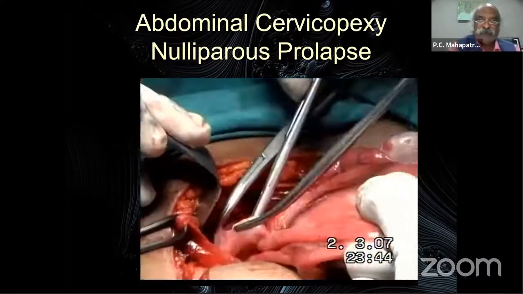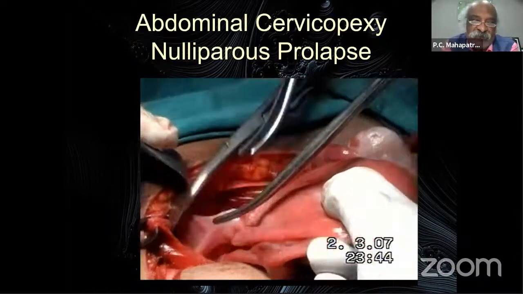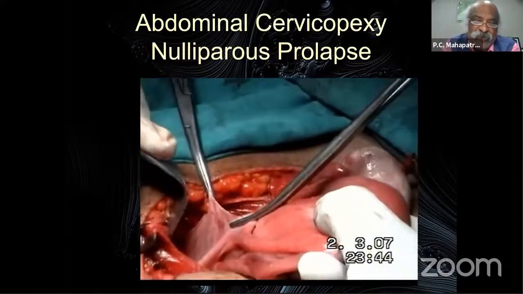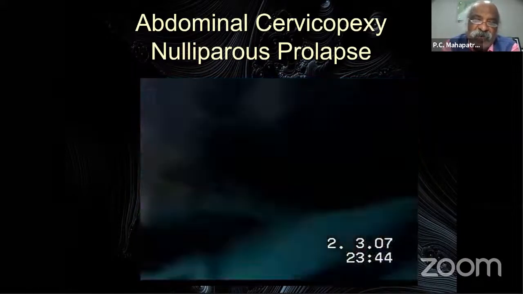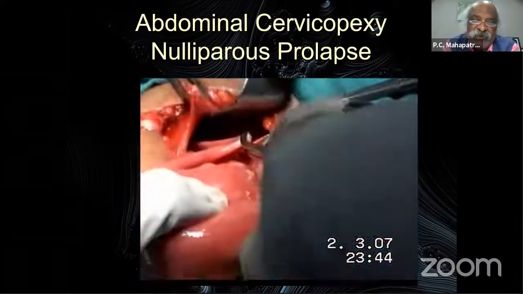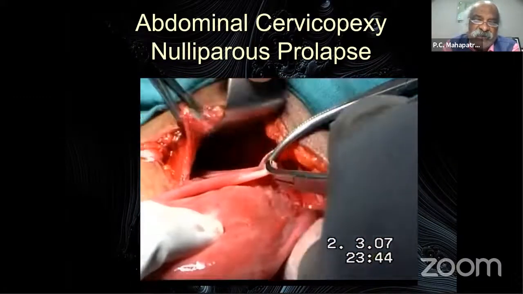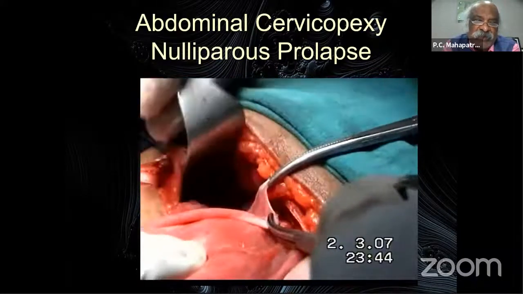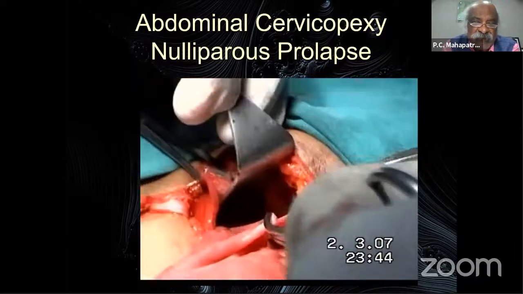Now this is important. This is the round ligament. You hold with one of the artery forceps, a long artery forceps or a clamp, and go just below the level of the round ligament. Dissect below the level of the round ligament and follow it extraperitoneally.